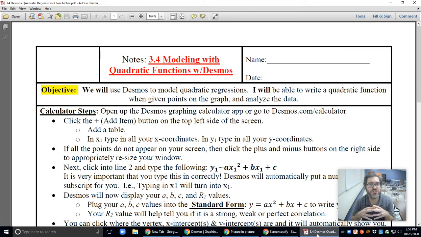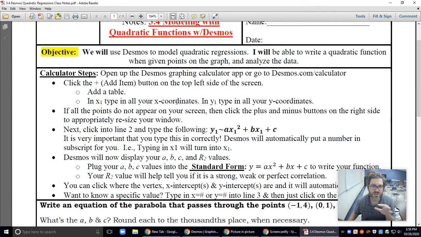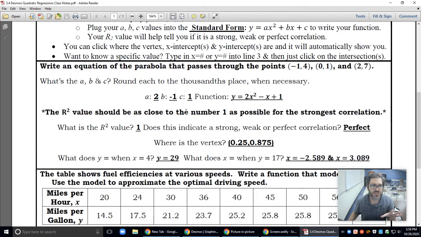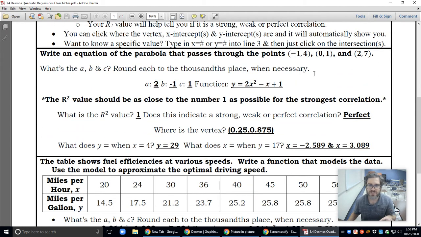In this video I'm going to show you how to use Desmos to run a quadratic regression when you're given a handful of points or a table of data. So I have all the instructions written right here. This is mostly for my students. I'm just going to jump ahead to the first example, where I'm going to write an equation of a parabola that passes through these points. And I have the answers filled out already to save time.